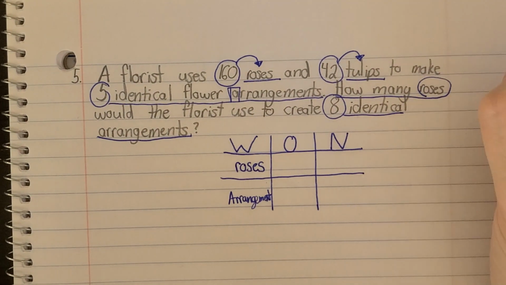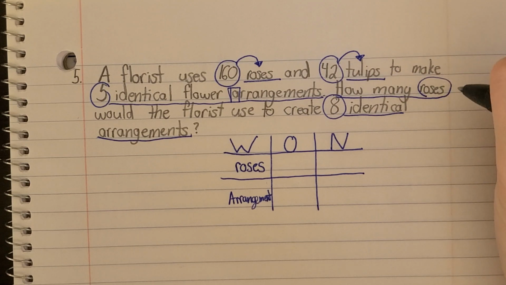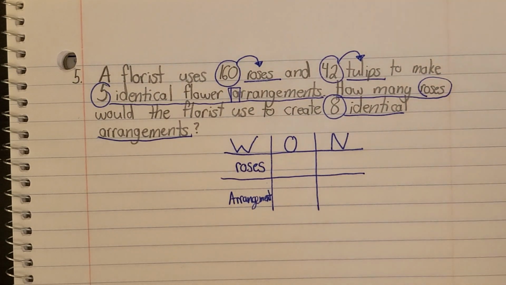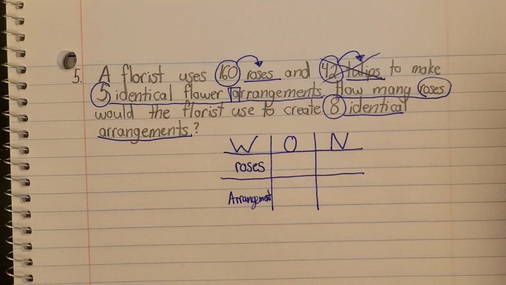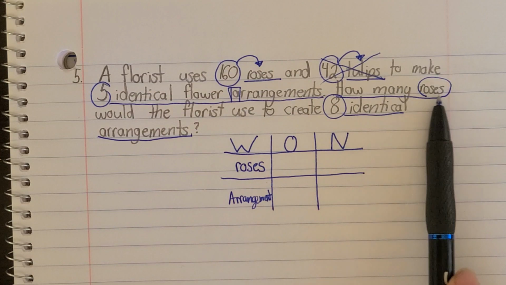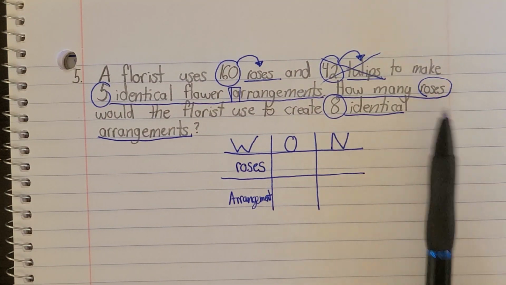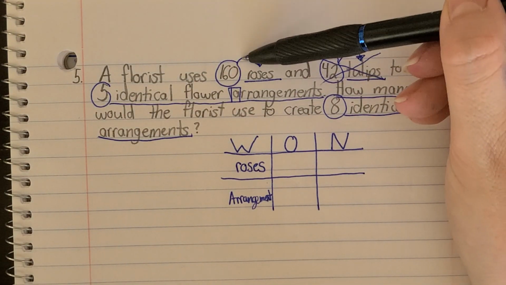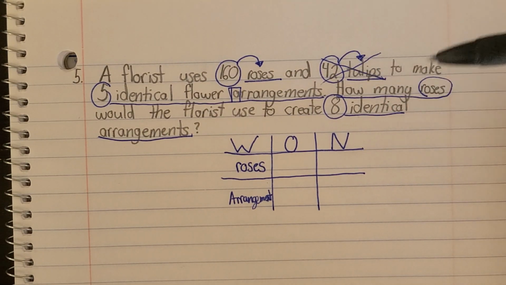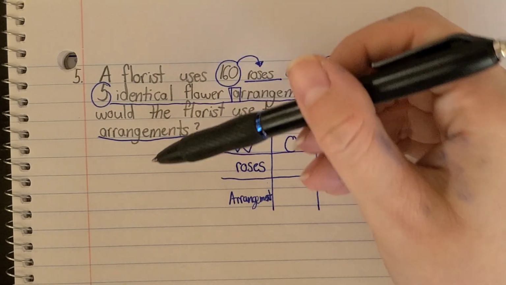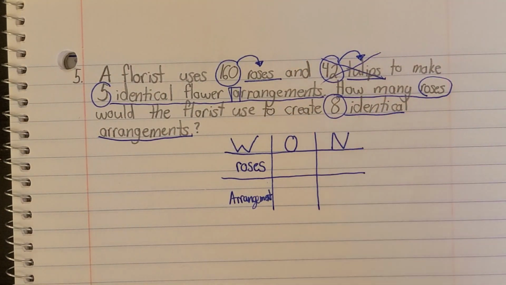Okay, this question asks you how many roses would the florist use to create arrangements. It doesn't ask anything about tulips. Okay, if it had said how many flowers would the florist use to create arrangements, then you would need to combine all of your types of flowers. Okay. But this question only asks about your roses and arrangements. Okay, those are the two that we have.